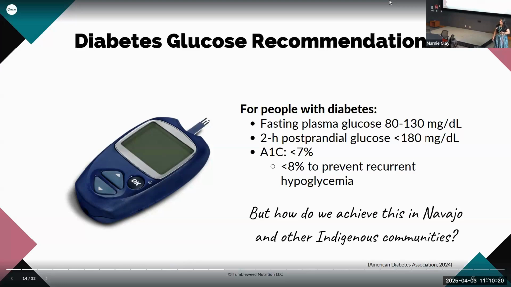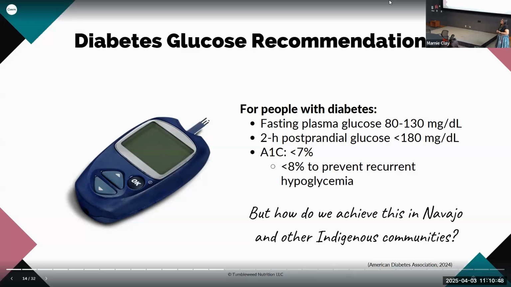That's for diagnosis, but now let's say we're diagnosed, now we go into management. And management is a little bit more flexible, understanding that people's ranges change throughout the day. People have busy lives. And so this is what is recommended. A fasting plasma glucose is going to be 80 to 130. 2-hour postprandial, meaning 2 hours after they have a meal, it should be less than 180. And then the A1C hopefully is between 6 and 7.